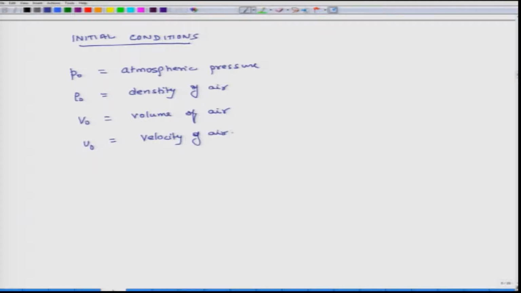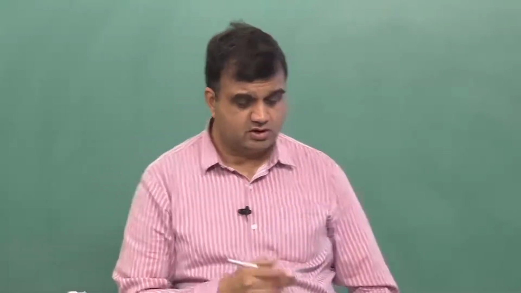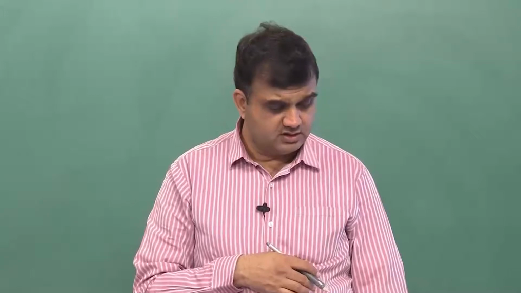Okay. So, when there is no sound, it could be that there is a bunch of air which is just blowing past at a constant speed. It is moving, and the pressure of that air is P naught, rho naught is the density of air, and V naught is the volume of that sample of air.